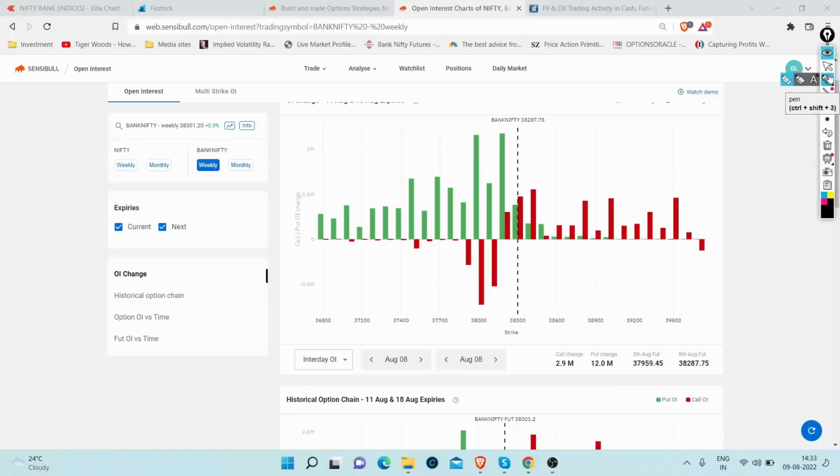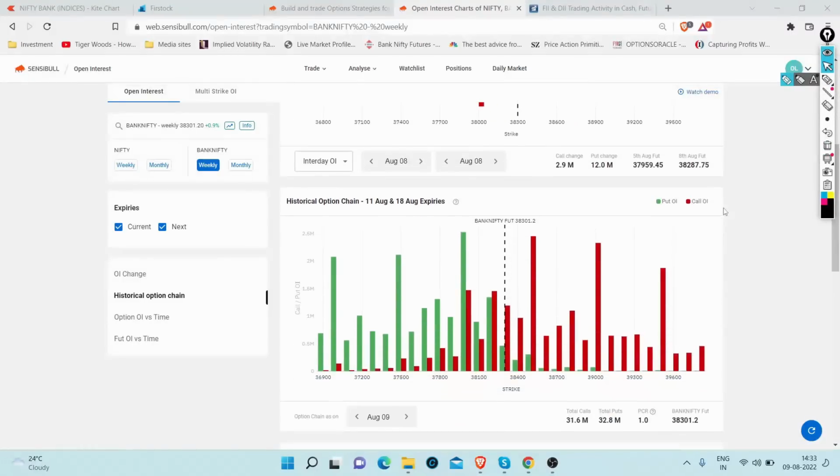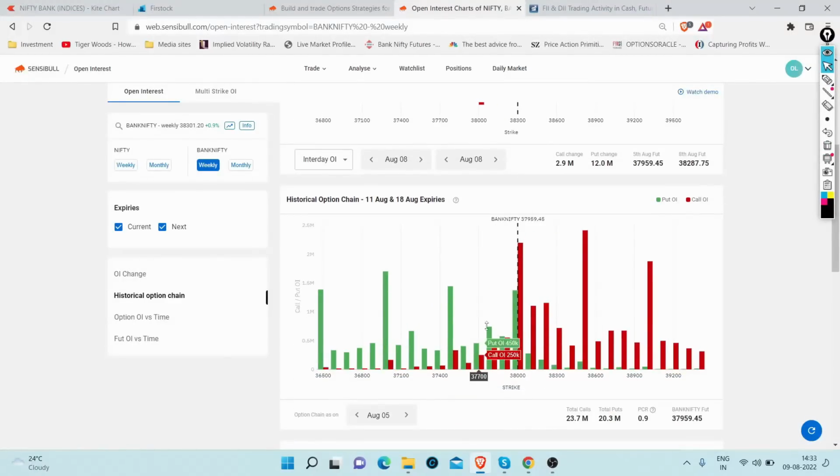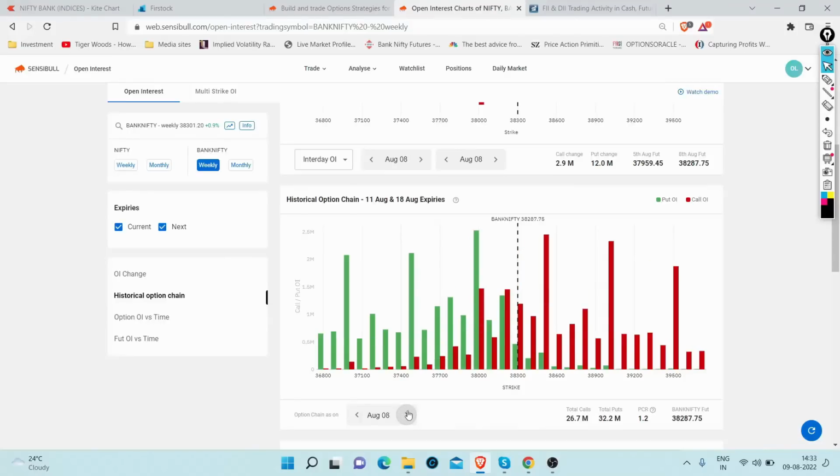When we look at the overall open interest on this side, when I go to Friday, you do see that there was a huge amount of call writing at 38,000. But as we come to Monday, which is yesterday, you see that it has completely changed. There is more amount of puts compared to calls. That means even at 38,000, you can expect some kind of support, and there is a good amount of short straddles created at 38,200 also.